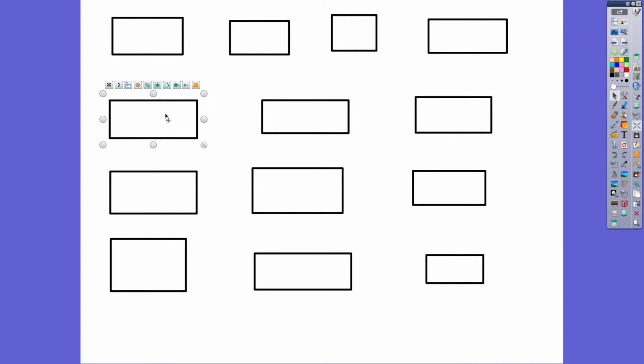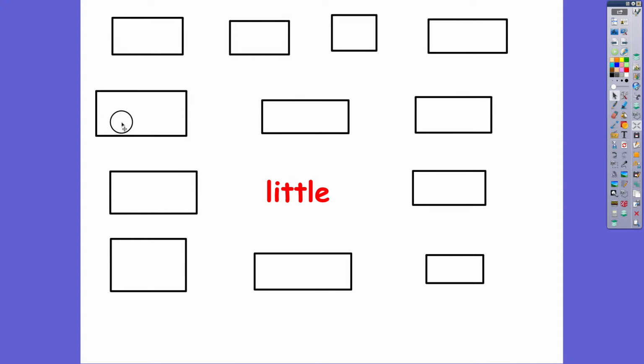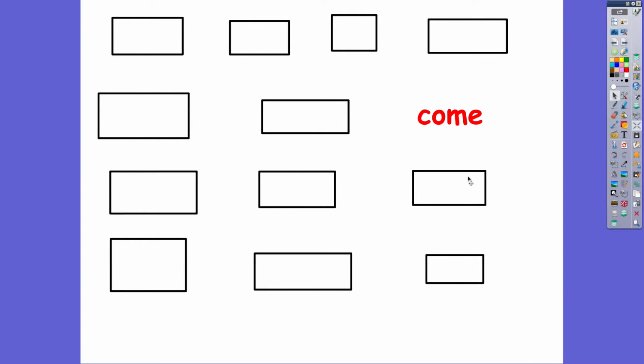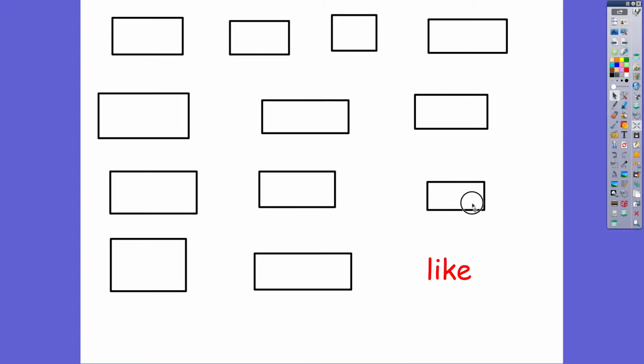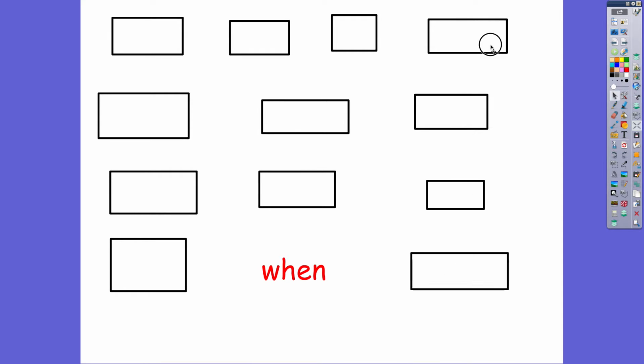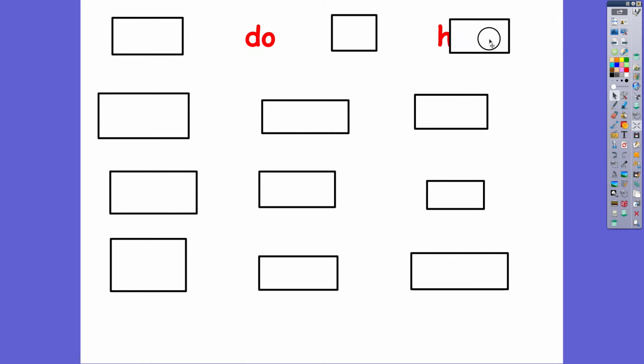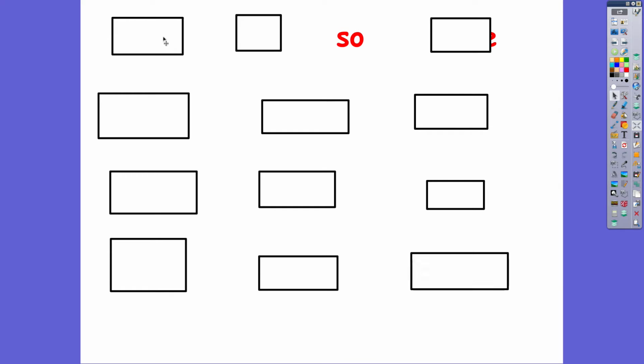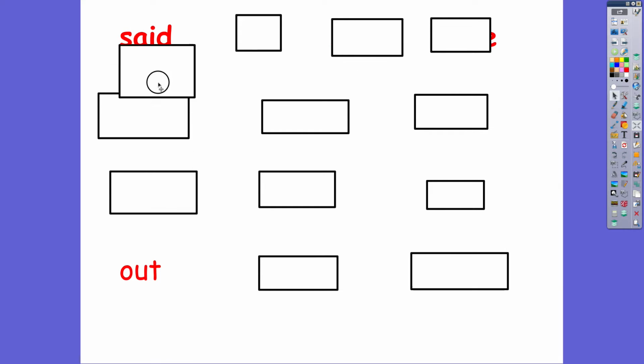So look at some of these high frequency words. Some, little, come, one, like, when, have, do, so, said, out.